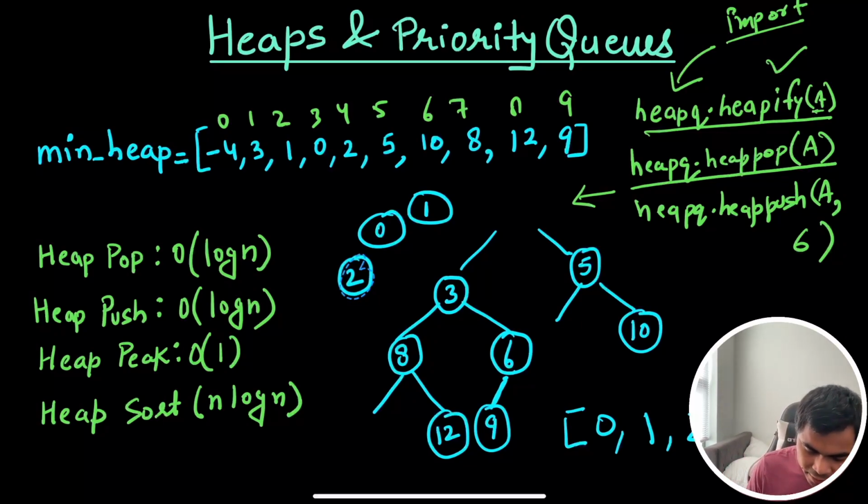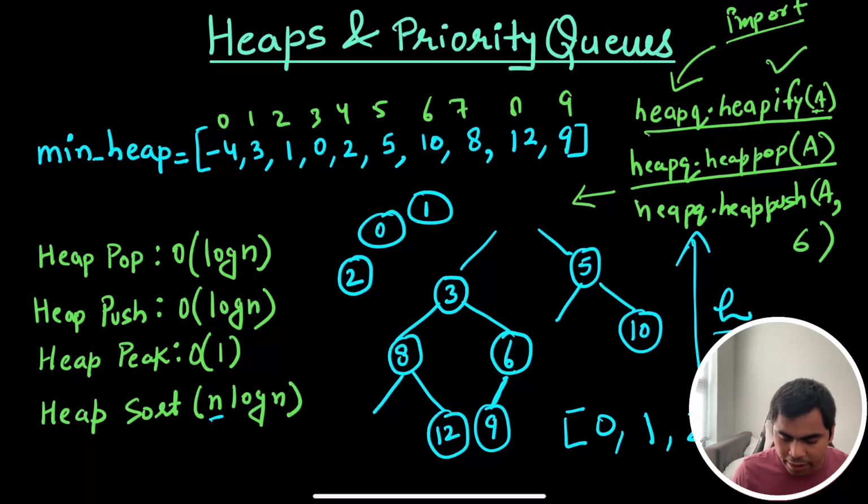And because you are doing it for all the elements, and each time you pop and rebalance your tree, it will take the height time, which in the worst case could be n if it's really unbalanced. But for a balanced heap, big O of log n is the height, and you're doing it for all the elements. That's why its time complexity is big O of n log n.